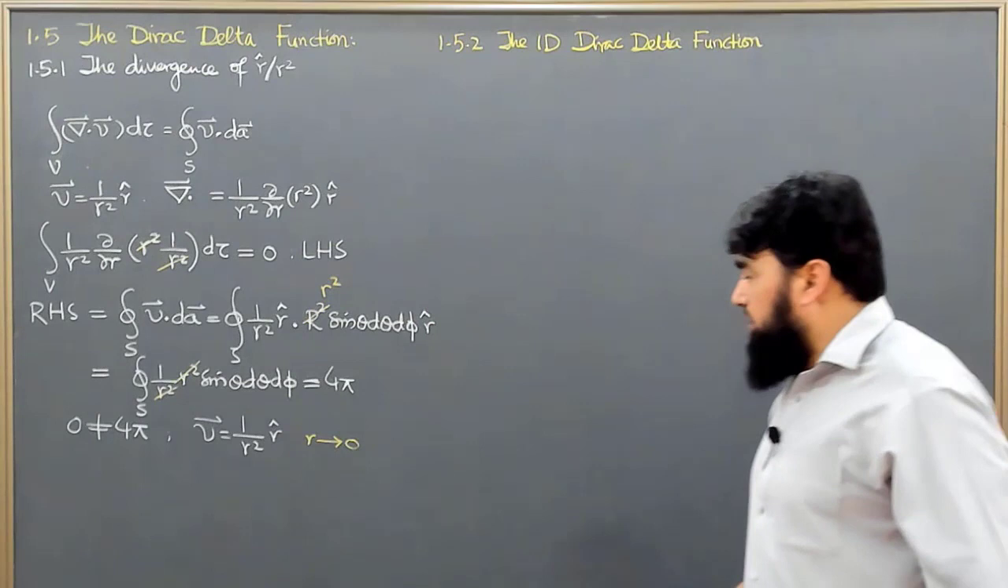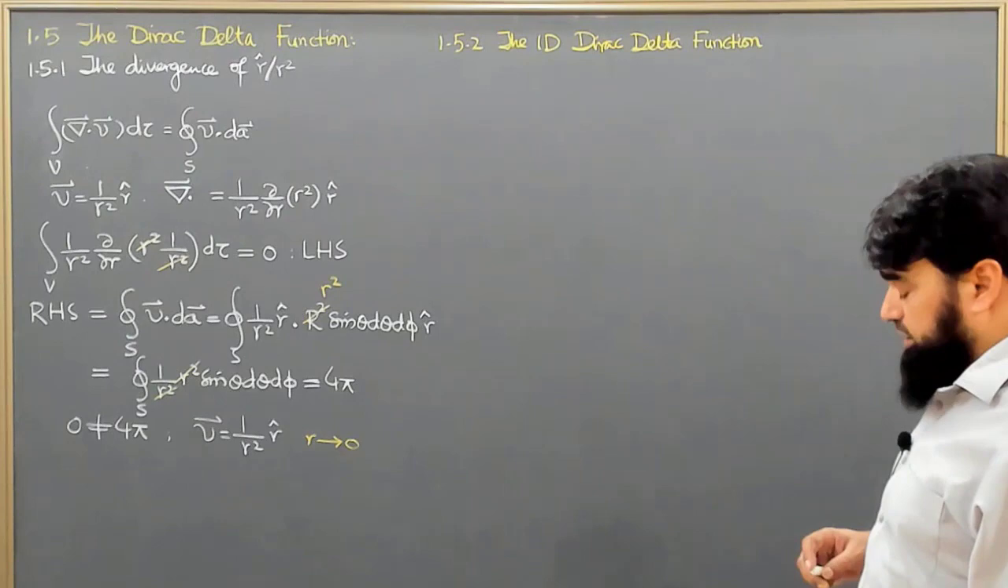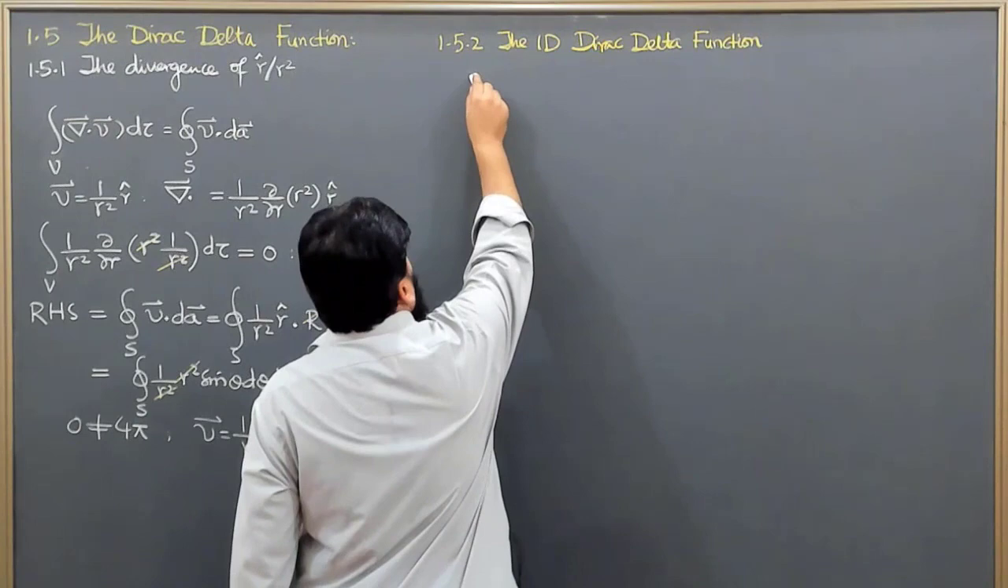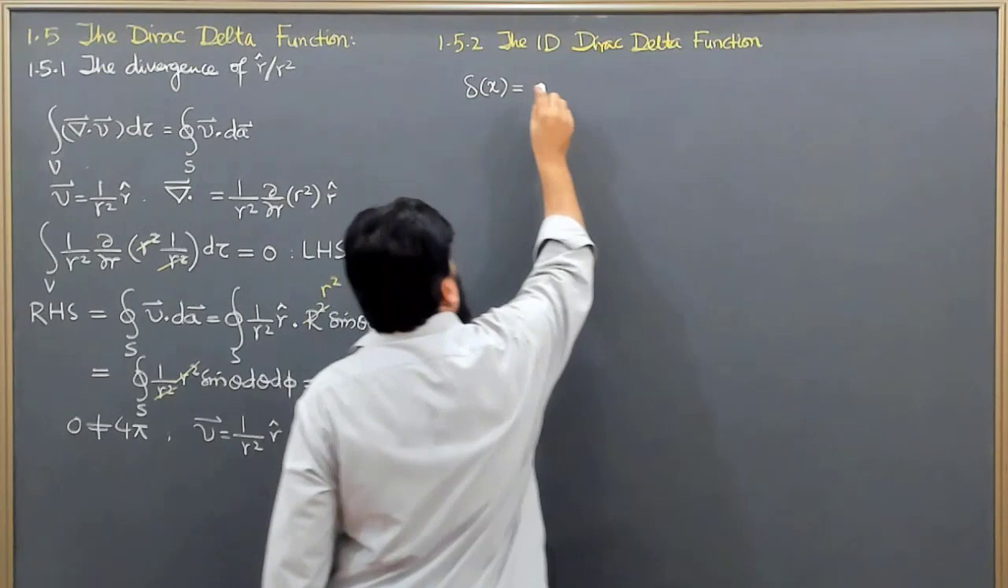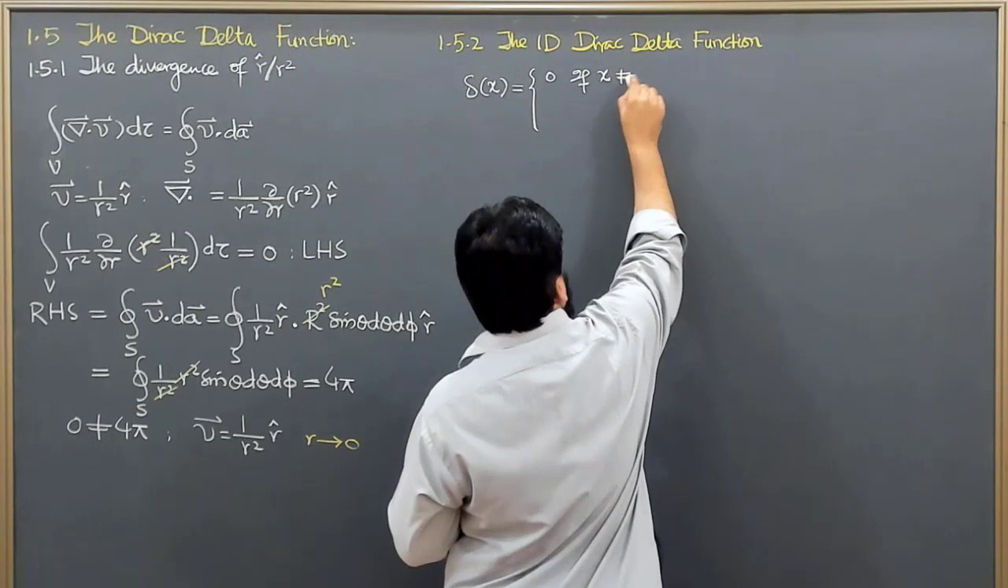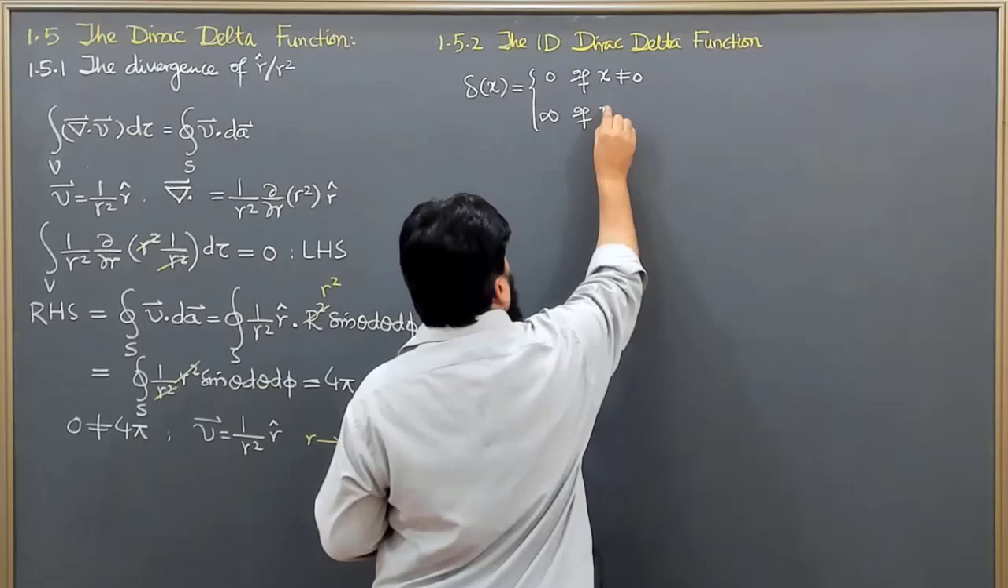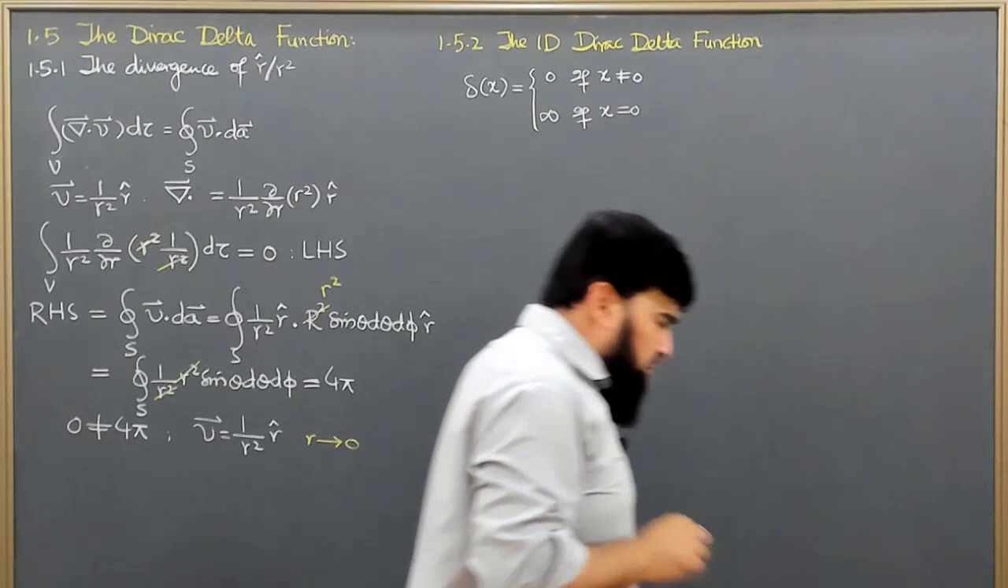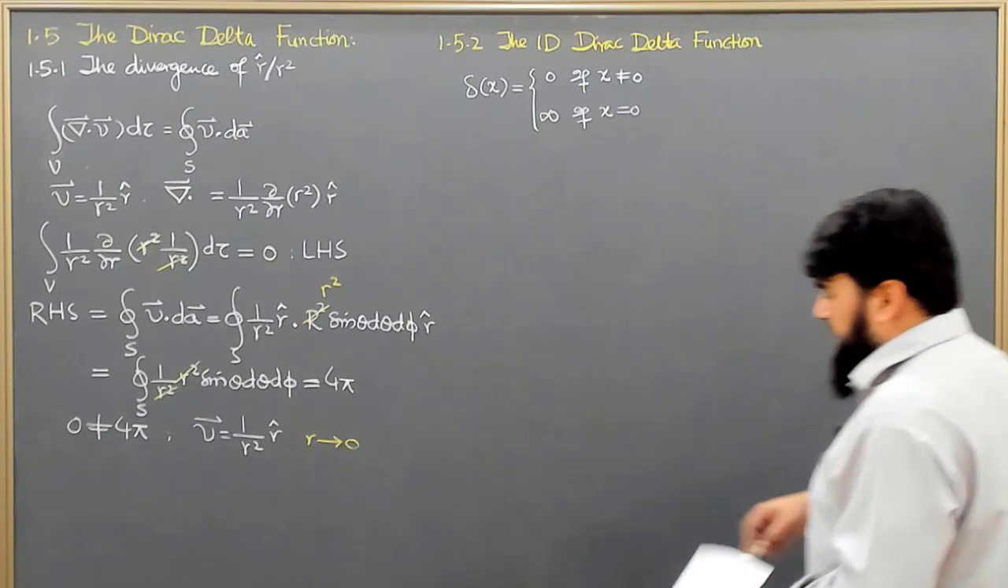So what is a Dirac delta function? A Dirac delta function is defined as a function delta of x, such that delta of x is equal to zero if x is not equal to zero, and it is undefined, it blows up, when x is equal to zero. This function blows up when it reaches the origin, just like this situation, as r goes to zero, the function blows.